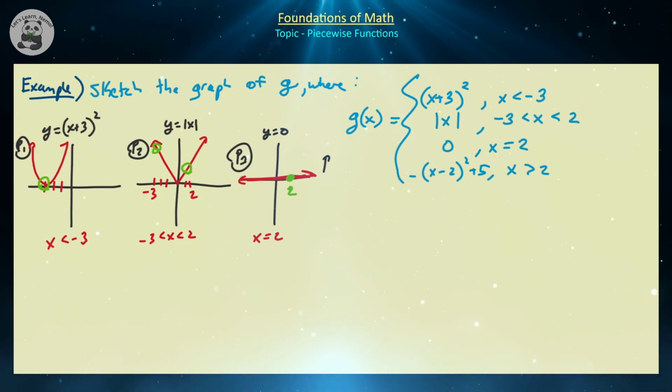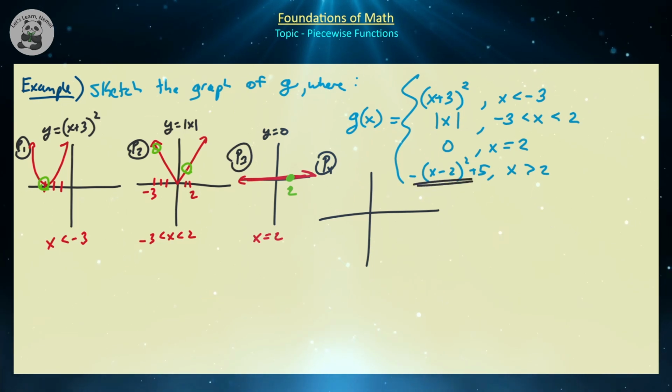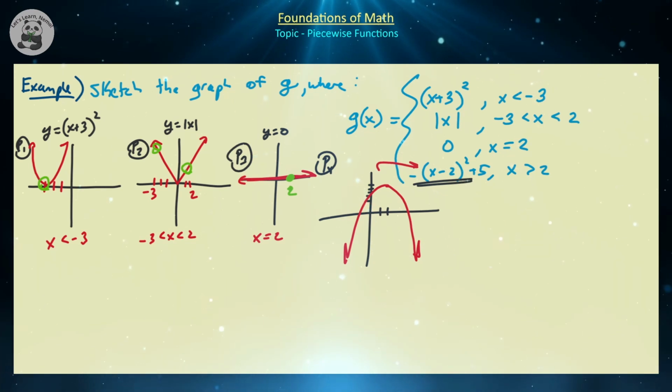And then let's look at piece number 4. So piece number 4, this little piece here, what's that going to look like? That's shifted to the right 2 units, up 5 units, and upside down. So 1, 2, 1, 2, 3, 4, 5, and that's going to be upside down. So that's the graph of piece number 4, where that height value is 5, that's going to be equal to 2, and that's x is greater than 2, so that's going to be an open circle as well.